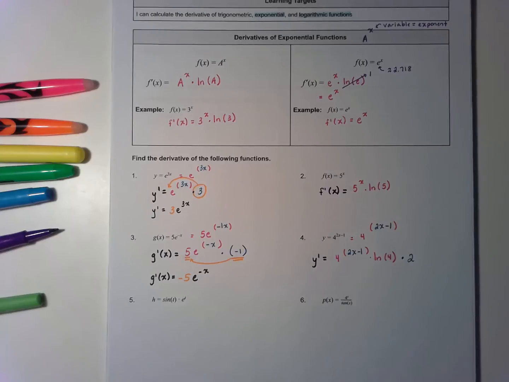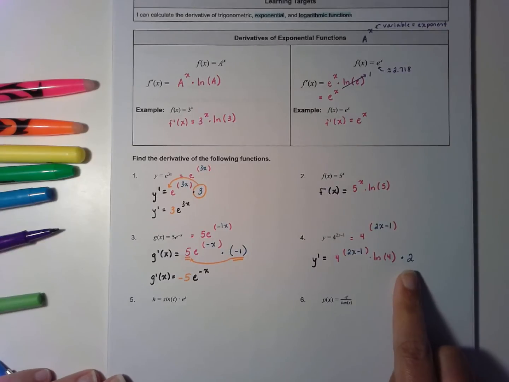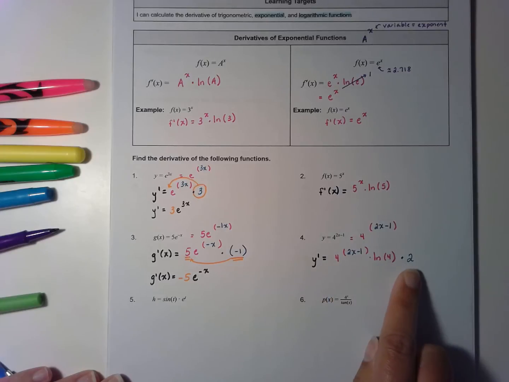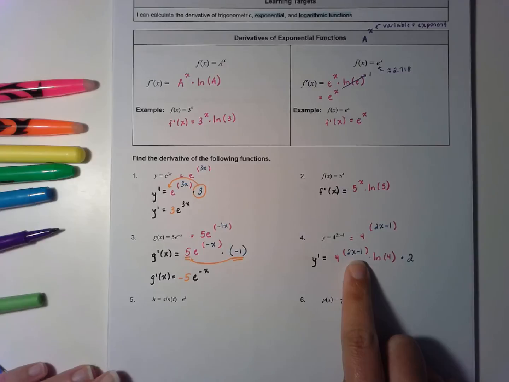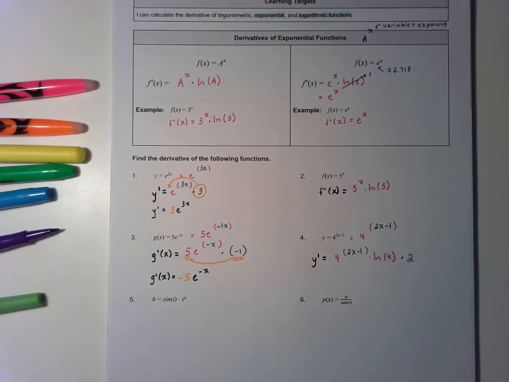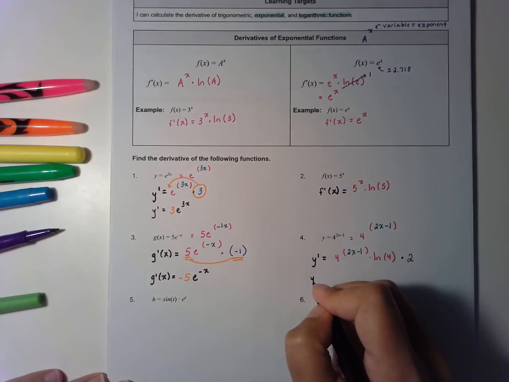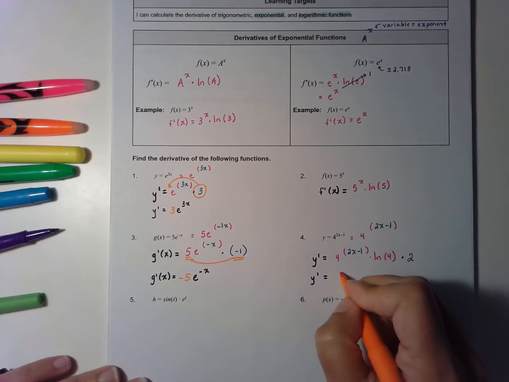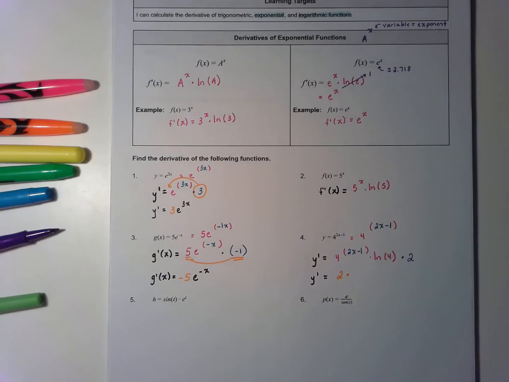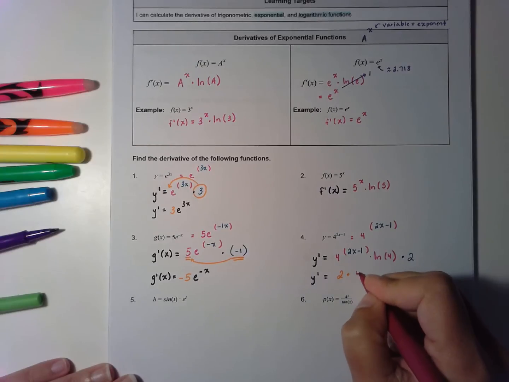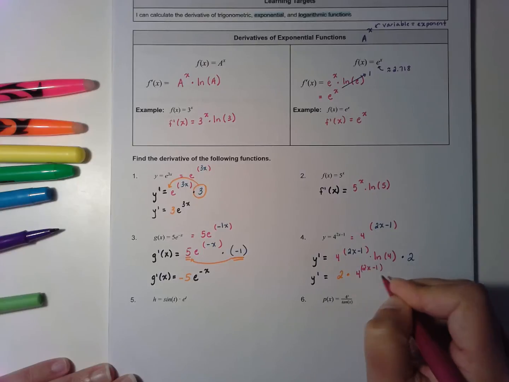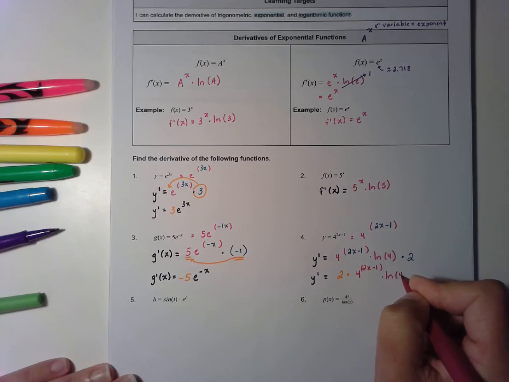Now, some students make a mistake here and think that they can multiply the 2 times the 4, but you cannot do that because the 2 and the 4 are not both the base of the 2x minus 1. So if you wanted to write the 2 at the beginning, the more common way you might see this written is that you might see this written as 2 times, and then you could put separately 4 to the 2x minus 1 power times the natural log of 4.